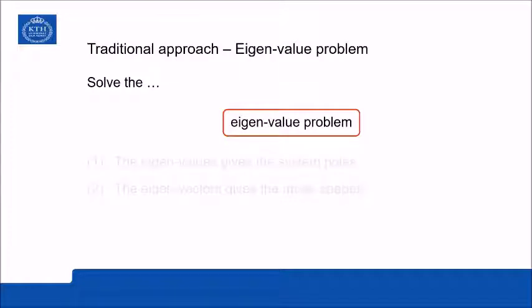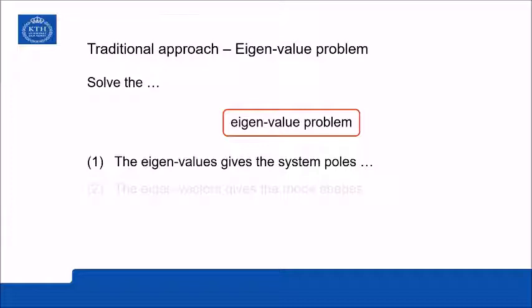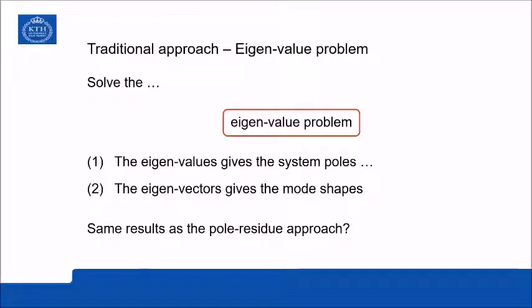And so we try to solve the eigenvalue problem based on the idea that the eigenvalue problem will give us eigenvalues that are more or less the system poles, and that the eigenvectors are more or less the mode shapes. And in the best of worlds, these results will be identical to the pole residue approach. So then we have found two different routes to the same results, and that's the optimum situation.